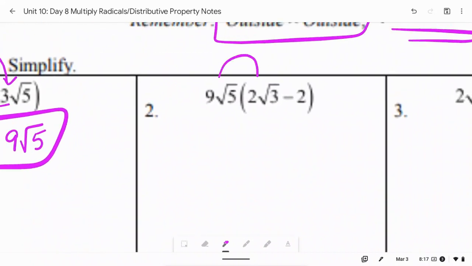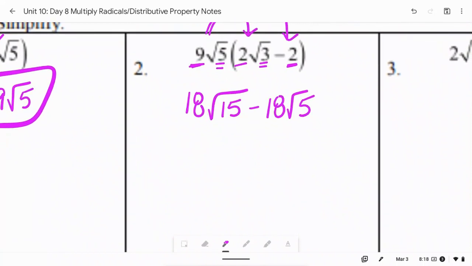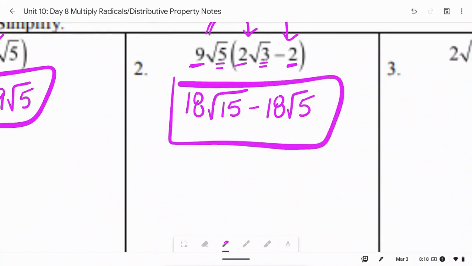In example 2, when I go to distribute, I'm going to multiply outside number times outside number. So 9 times 2 is 18. And then inside number times inside number. 5 times 3 is the square root of 15. When I go to distribute to the negative 2, I can do 9 times negative 2 since they're both outside of a radical. So that would give me negative 18, and then just bring the square root 5 down with that. Next, I'm going to look to see if I can reduce either radical, and I can't reduce the square root of 15. I can't reduce the square root of 5. Since they don't have the same number underneath the radical, I can't subtract them either. So that would be your final answer for example 2.